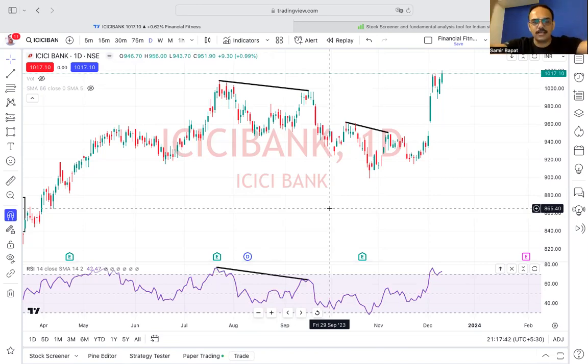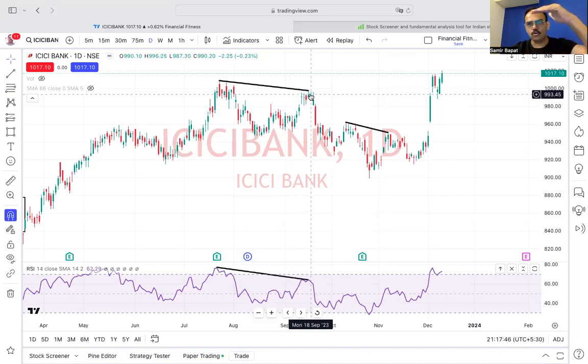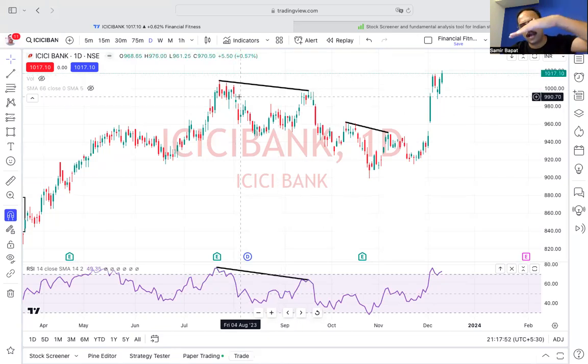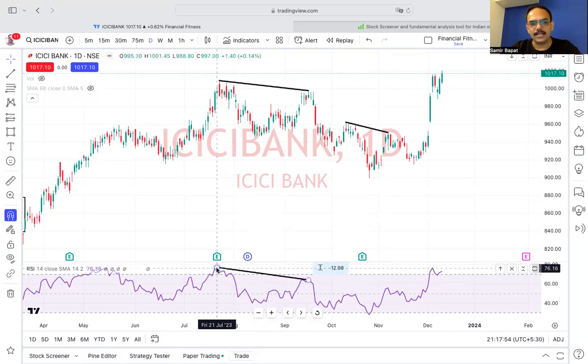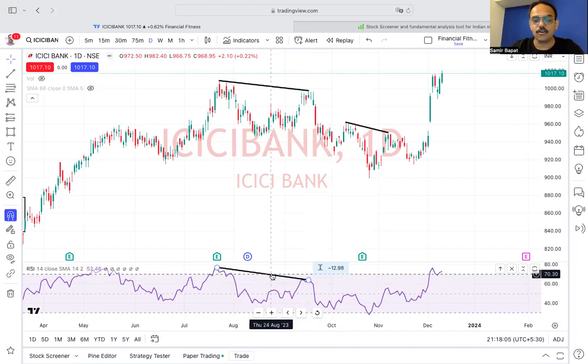So price looks to be forming lower peaks. Sorry, this is a high, so a lower high. And RSI also is going lower on the high. So both are in sync. Price is going down, and the RSI peak is also going down. Both are in synchronization, showing the same thing.